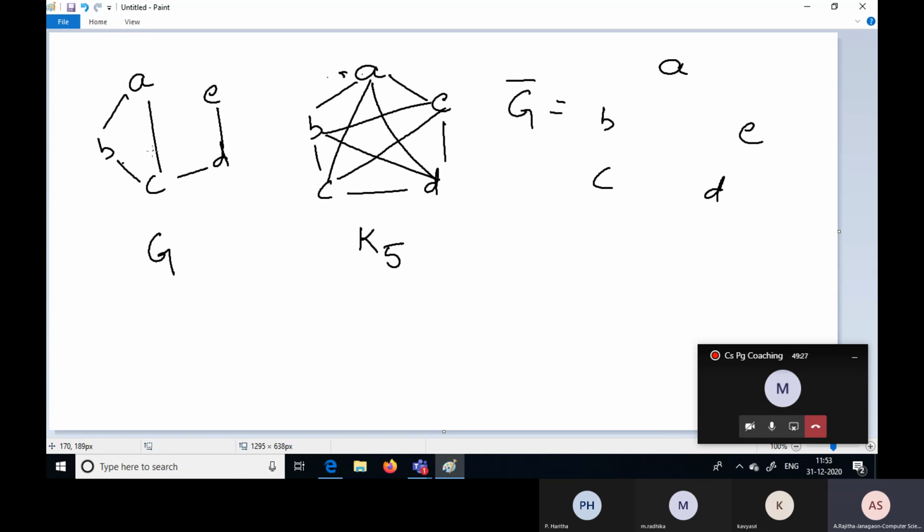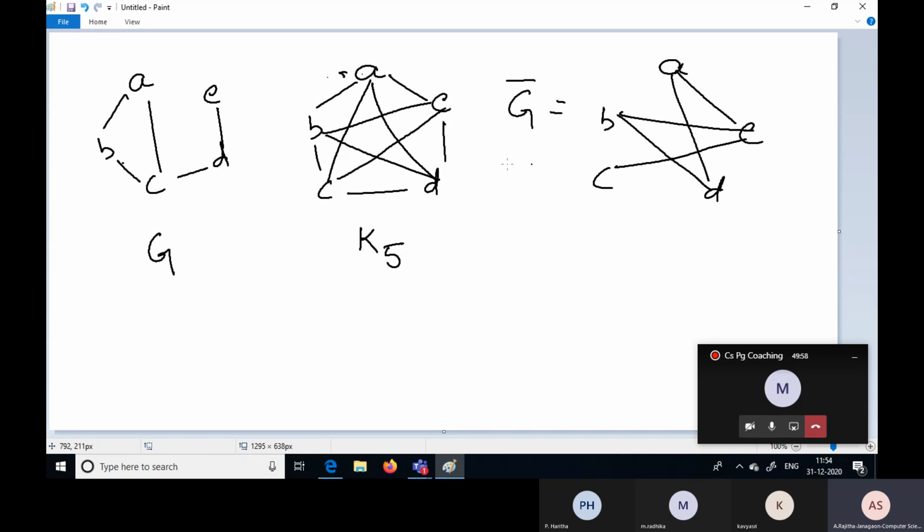A to B edge is there in G, so we do not take it. B to C also we do not take. First you can see A to B and A to C, so the remaining are all there. That means A to these is there. Coming to B, B to A is there, B to C is there, so the remaining are not there: B to E and next B to D. And coming to C, C to A, C to B, so there is no edge from C to D, C to E, so you can take it as this one.